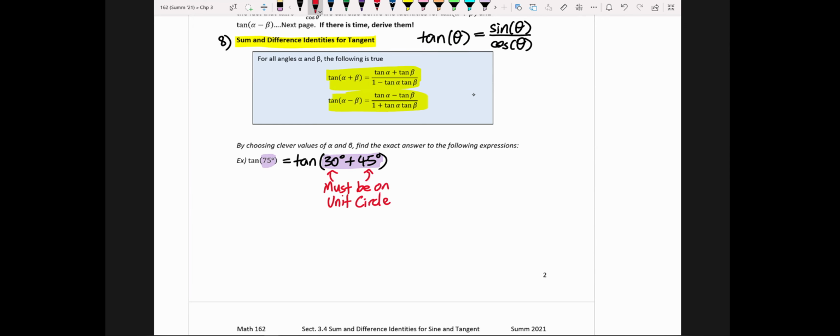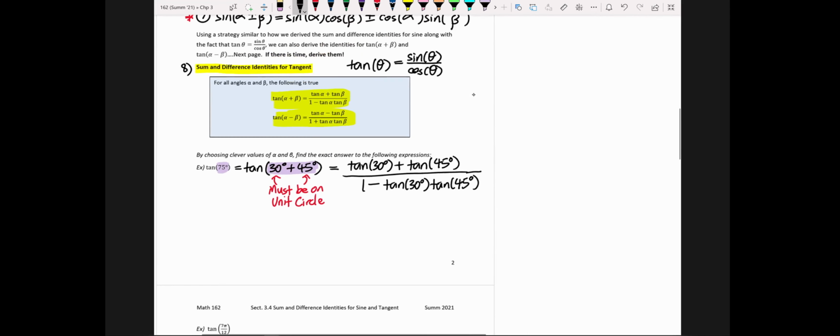Okay. So let's go ahead and move on to step 2, applying the formula. So step 2 is apply the appropriate identity. This one is identity group number 8. Tangent of first plus second. That's tangent of first plus tangent of second divided by 1 minus tangent of first, tangent of second. Okay. So off to the side, why don't we figure out tangent of 30 degrees and tangent of 45 degrees?